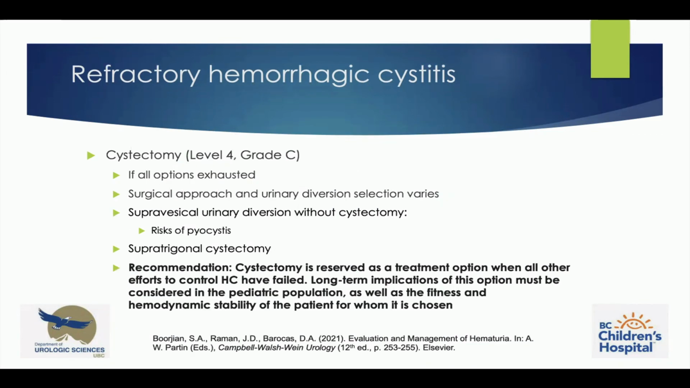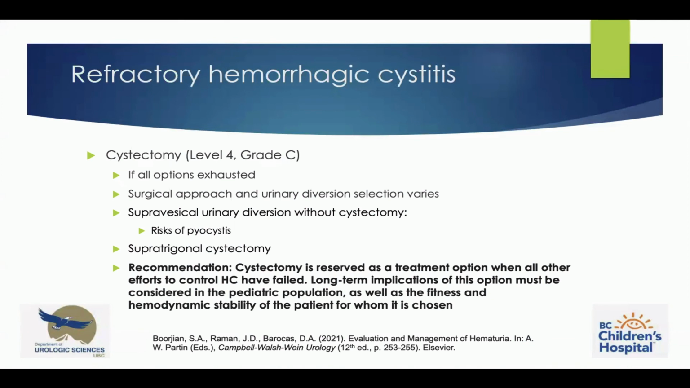And then the last treatment is cystectomy, which is level 4 grade C. And this is really if all options are exhausted because it's irreversible. Surgical approach and urinary diversion selection varies according to surgeon. It has been described to do just a supravesical urinary diversion without cystectomy, like just an ileal conduit, for example. But there was a higher rate of complication and notably the risk of pyocystis.